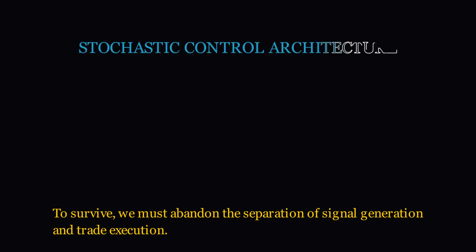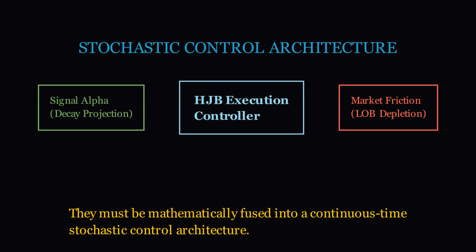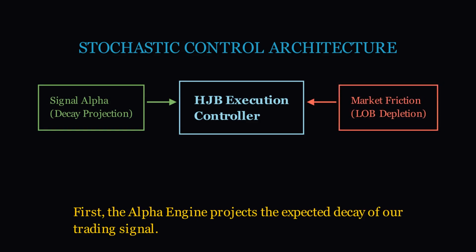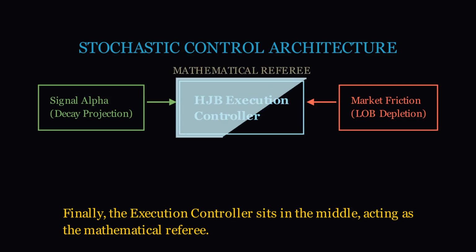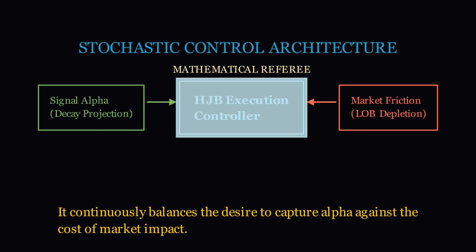To survive, we must abandon the separation of signal generation and trade execution. They must be mathematically fused into a continuous time stochastic control architecture. Consider this tripartite framework. First, the alpha engine projects the expected decay of our trading signal. Second, the friction module calculates the precise cost of liquidity depletion. Finally, the execution controller sits in the middle, acting as the mathematical referee. It continuously balances the desire to capture alpha against the cost of market impact.